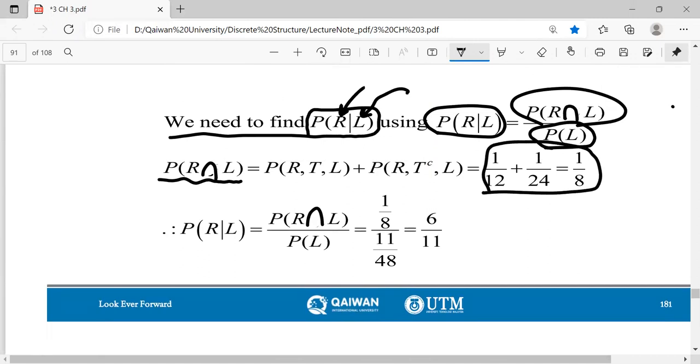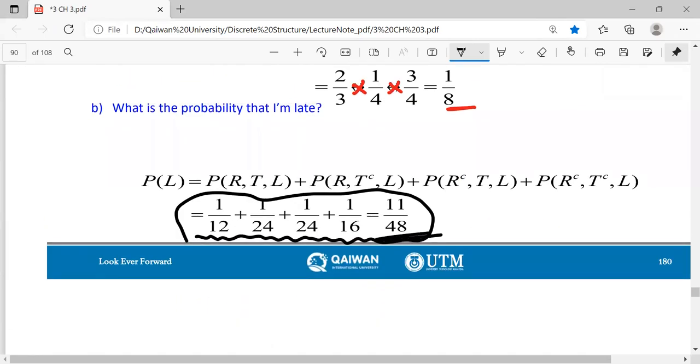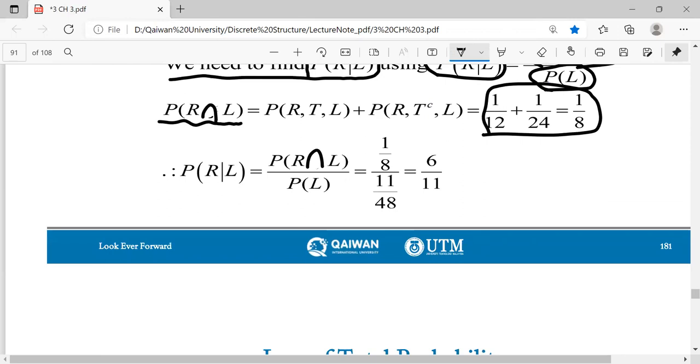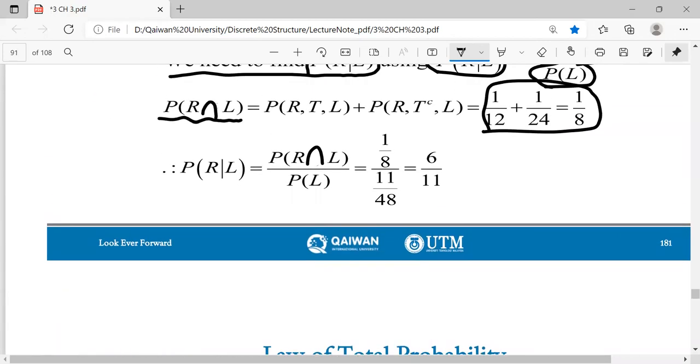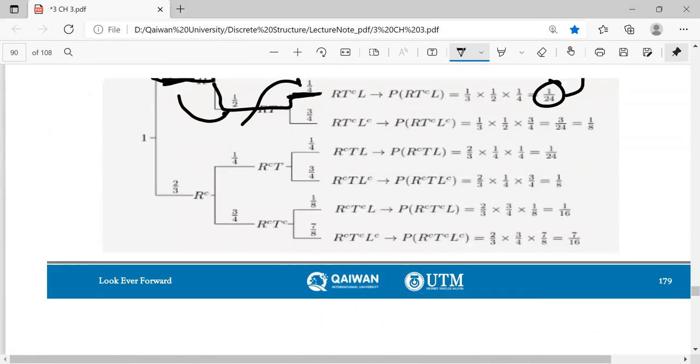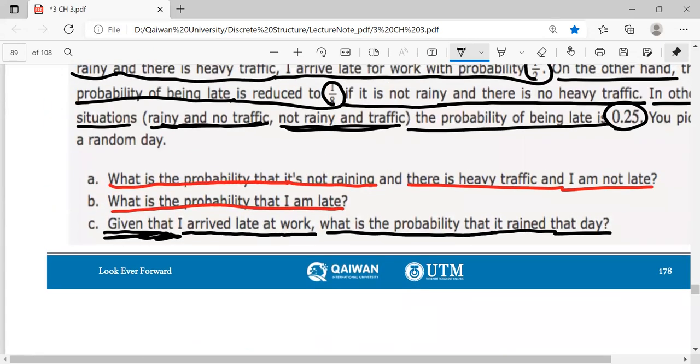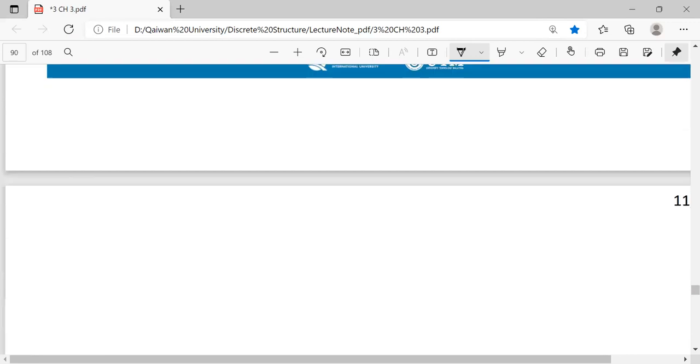And the probability of late we found before is 11/48. We just divide these two, we get the result 6/11. Here we just apply the conditional probability rule. We find the probability of rain and late, their intersection, I mean. Then we found the probability of late before was 11/48. We just divide these two, we get 6/11, which is the probability of rain, given that I arrived late at work. This is conditional probability.